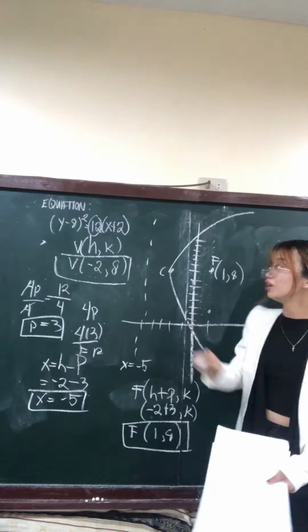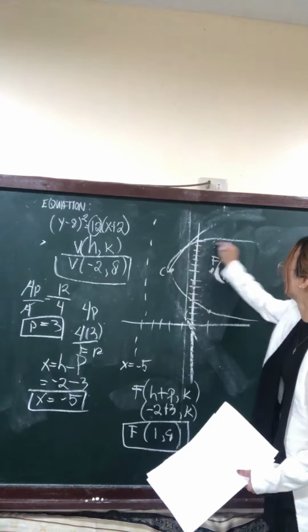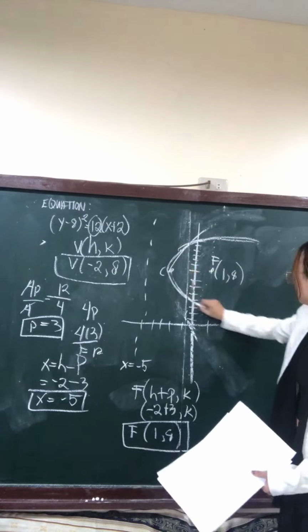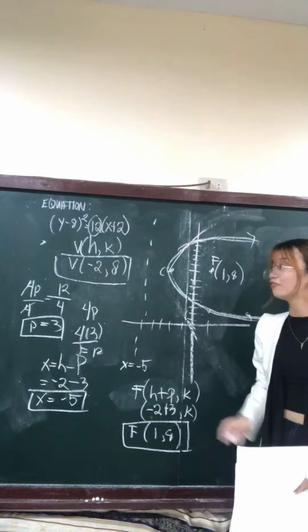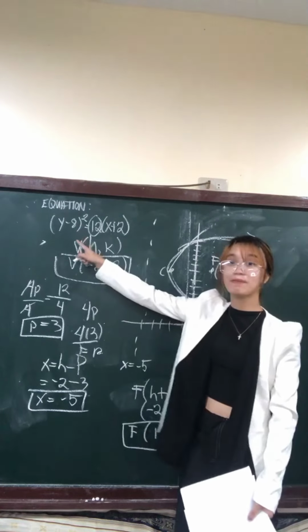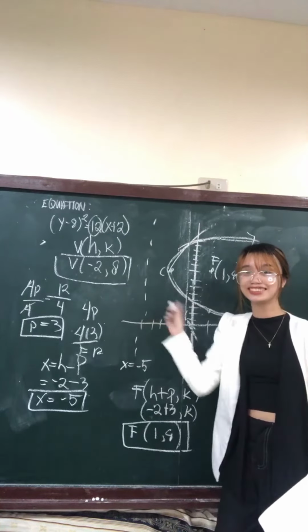So, our parabola will look like this. So, this is our parabola for the given equation of y minus 8 squared is equal to 12 times the quantity of x plus 2.